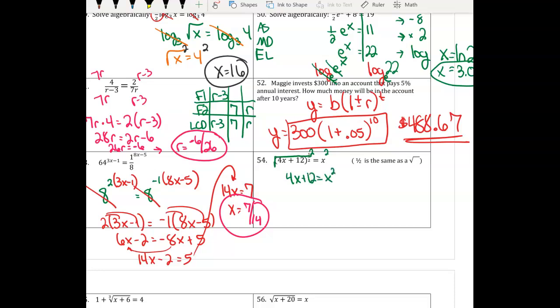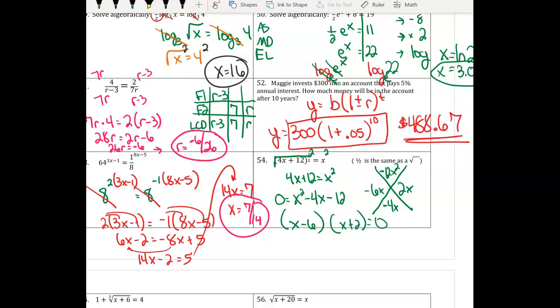And now I have more than one type of x, so I'm going to have to set it equal to 0 and move the 4x and 12 over. You want to move those over because it's going to be easier to factor if your x squared is positive. So I need factors of negative 12 that make negative 4. Here they are. And so now I can do x minus 6, x plus 2, and then set them both equal to 0 to get 6 and negative 2 as my answers.